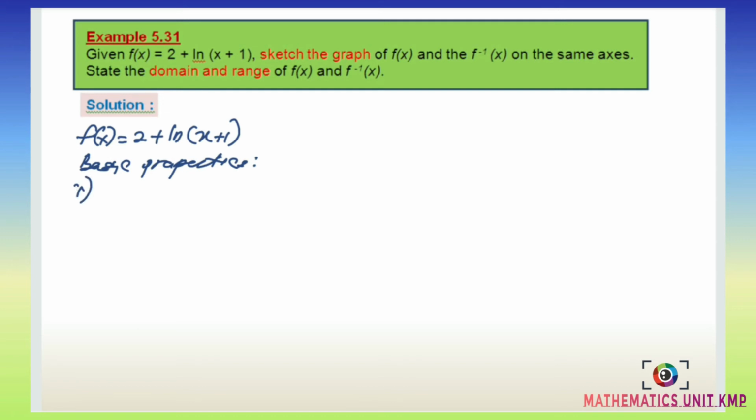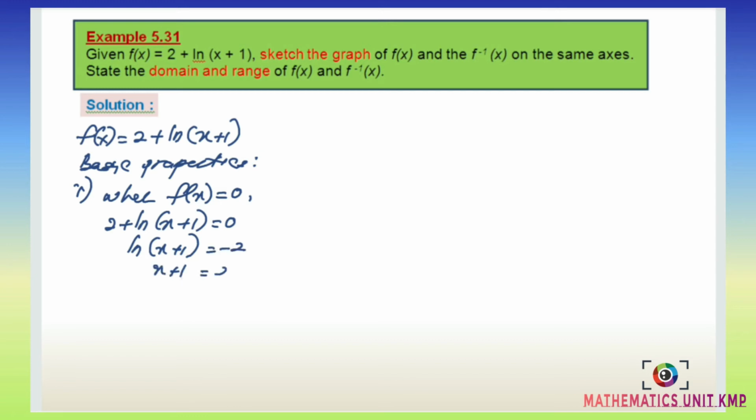Step 1. When f(x) equal to 0, 2 plus ln(x plus 1) equal to 0, ln(x plus 1) equal to negative 2, x plus 1 equal to e to the power negative 2, and x equal to e to the power negative 2 minus 1. By using calculator, the value is negative 0.9.